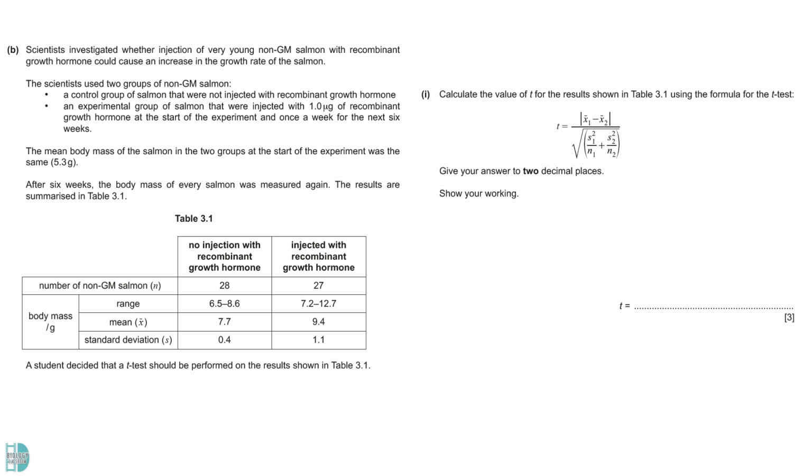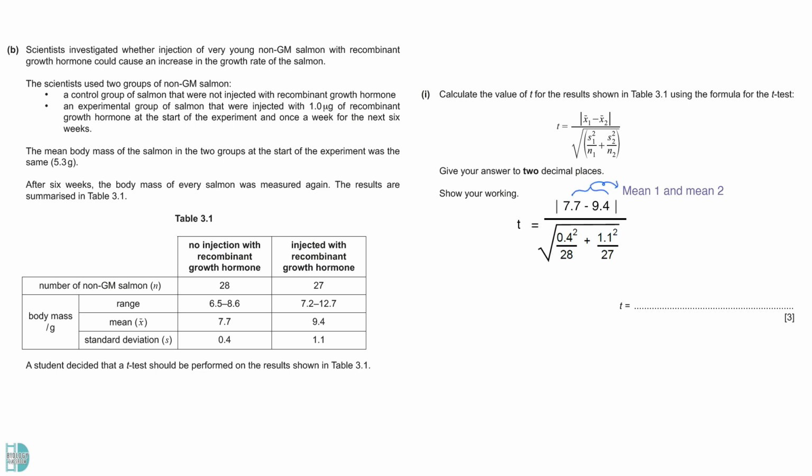In B, we have some information about research on recombinant growth hormone. Scientists inject recombinant growth hormone into a group of non-GM salmon. Their mean body mass is compared to a control group without the injection. Table 3.1 shows the result. 1. Calculate the t-value for the results and give your answer in 2 decimals. You must show your work too.